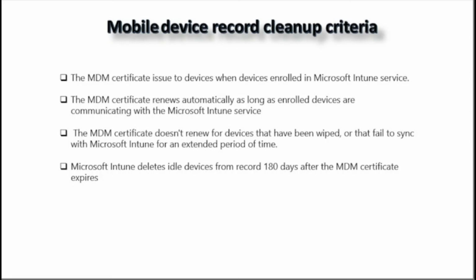So this is okay when devices are regularly communicating to Intune services, but what if they are not communicating because of any reason? The reason could be a synchronization issue or the device has been wiped out. In this case, Microsoft Intune will wait for 6 months, that is 180 days after the MDM certificate expires, and then Intune is going to remove the device from support as a stale record.